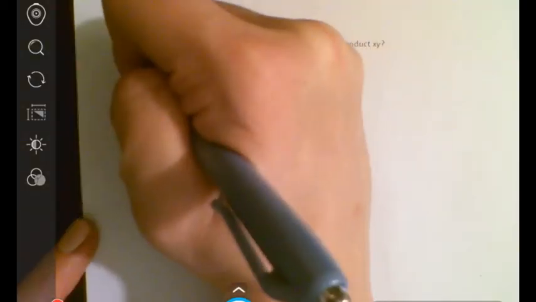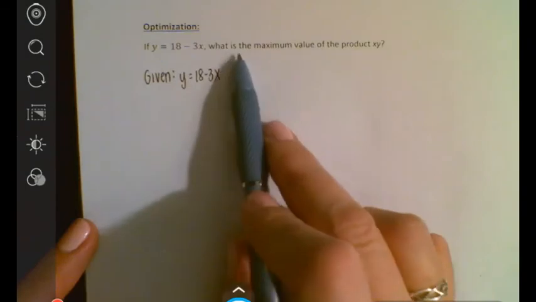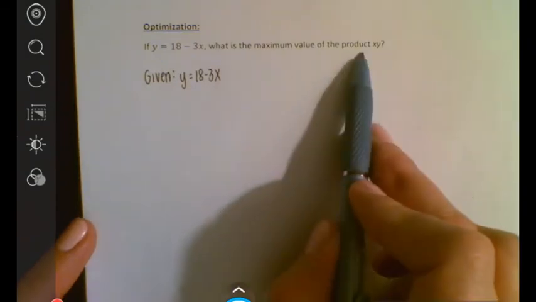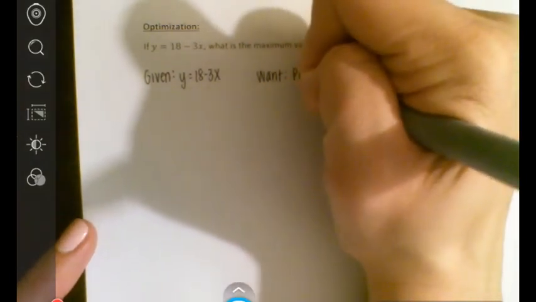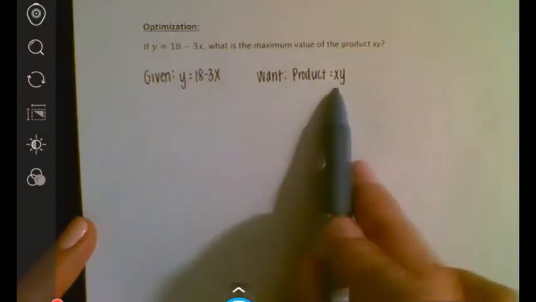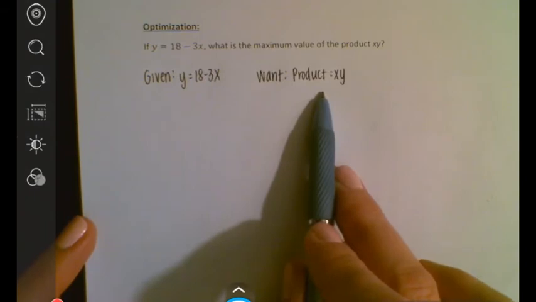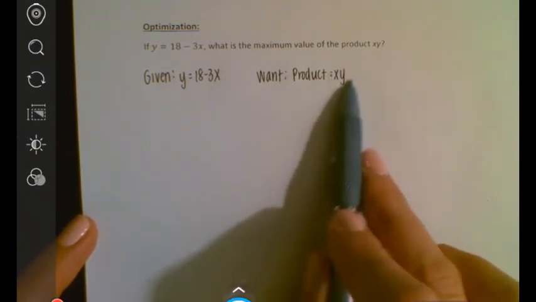So here we're given this function. We know that y equals 18 minus 3x is our function, and I want to know what the maximum value of the product here is. So what I want to find here is the product of xy, and I'm looking to maximize that. Remember that this expression is the one we want to take the derivative of, but we want to take the derivative of it with only one variable here.